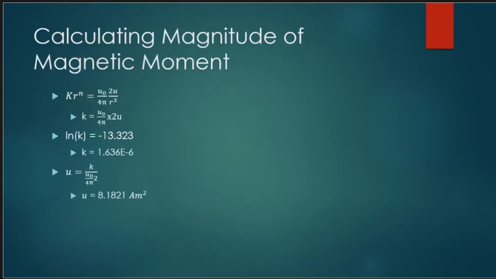To calculate the magnitude of the magnetic moment, first we had to take this formula that we received and do some algebraic manipulation to get k equal to μ0 over 4π times 2μ. After doing that, you take the natural log and you get that the natural log of k is equal to negative 13.323. Then e to the negative 13.323 gives you k equal to 1.636 times 10 to the negative 6. To find μ, or the magnetic moment, we then manipulate it again and get μ is equal to k over μ0 over 4π times 2, and that gives you a μ of 8.1821 Am².